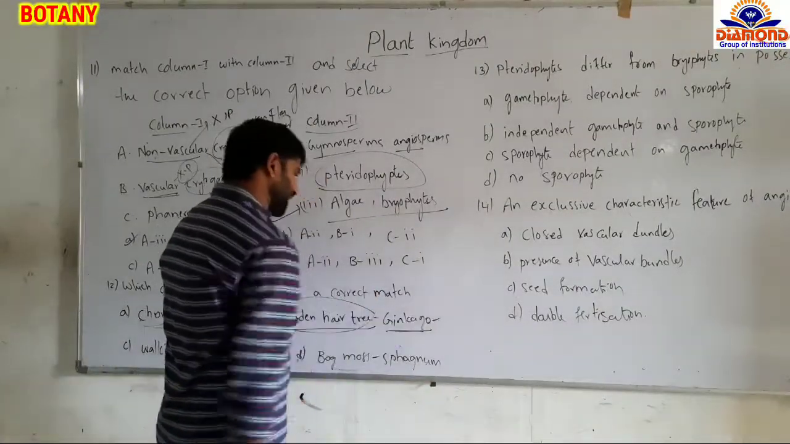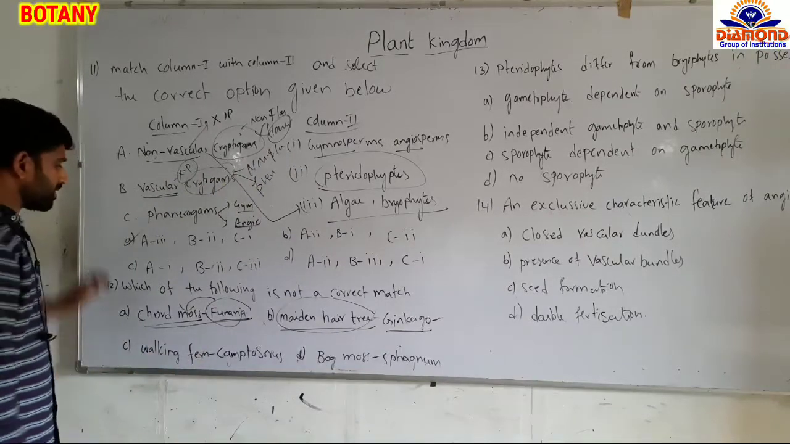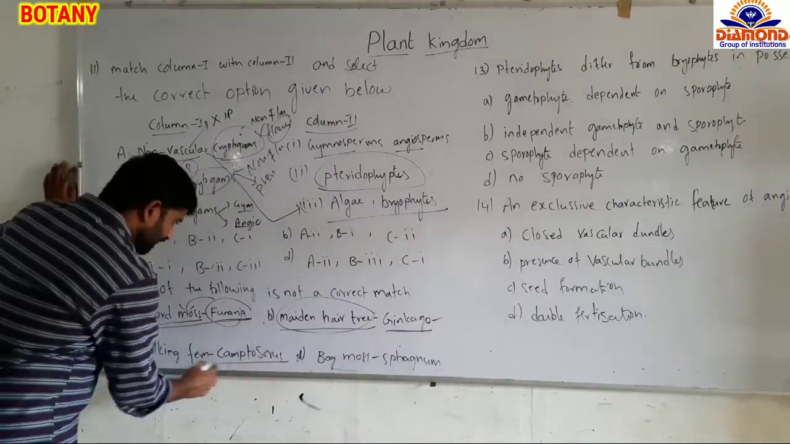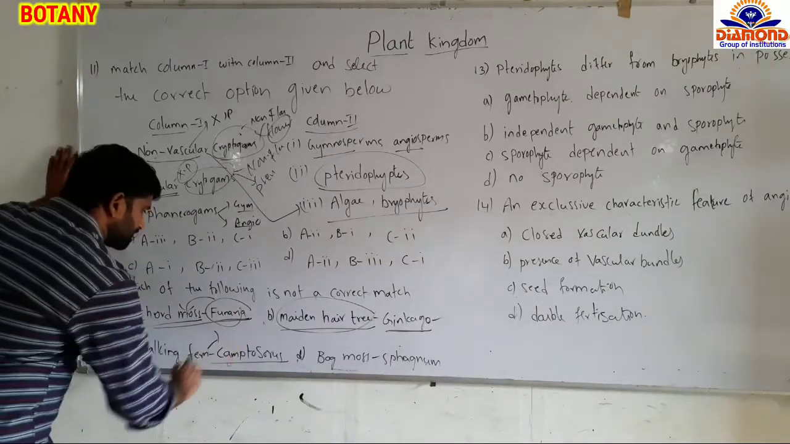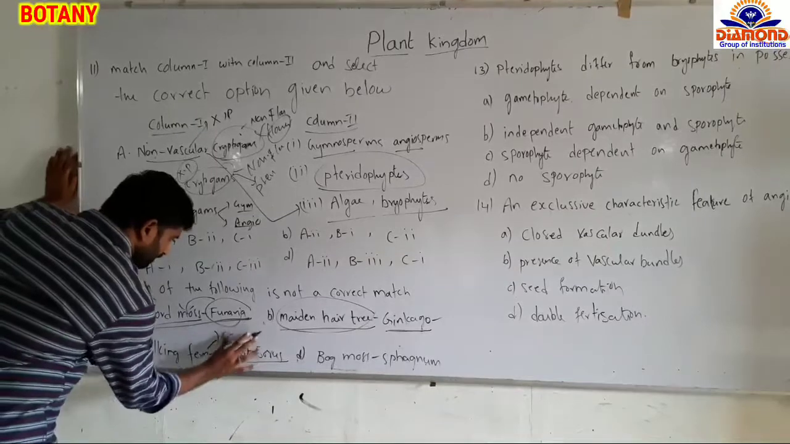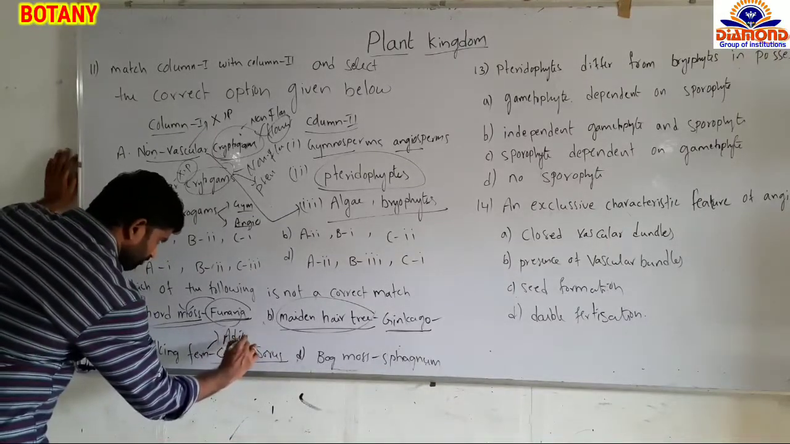So based on the hair-like structure, this is called maidenhair tree, and the example is Ginkgo. And when we look at option C, walking fern, the example for the walking fern is not Camptosorus. For walking fern, the example is Adiantum.